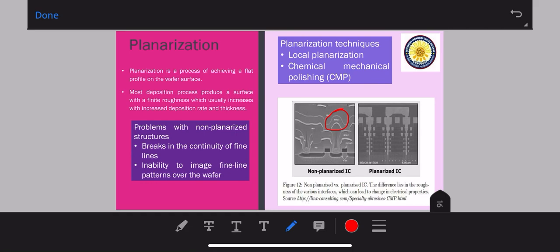And local planarization basically consists of smoothening steps in topology which occur over a very short distance. Okay, so this can be done. Otherwise the other one is global planarization.